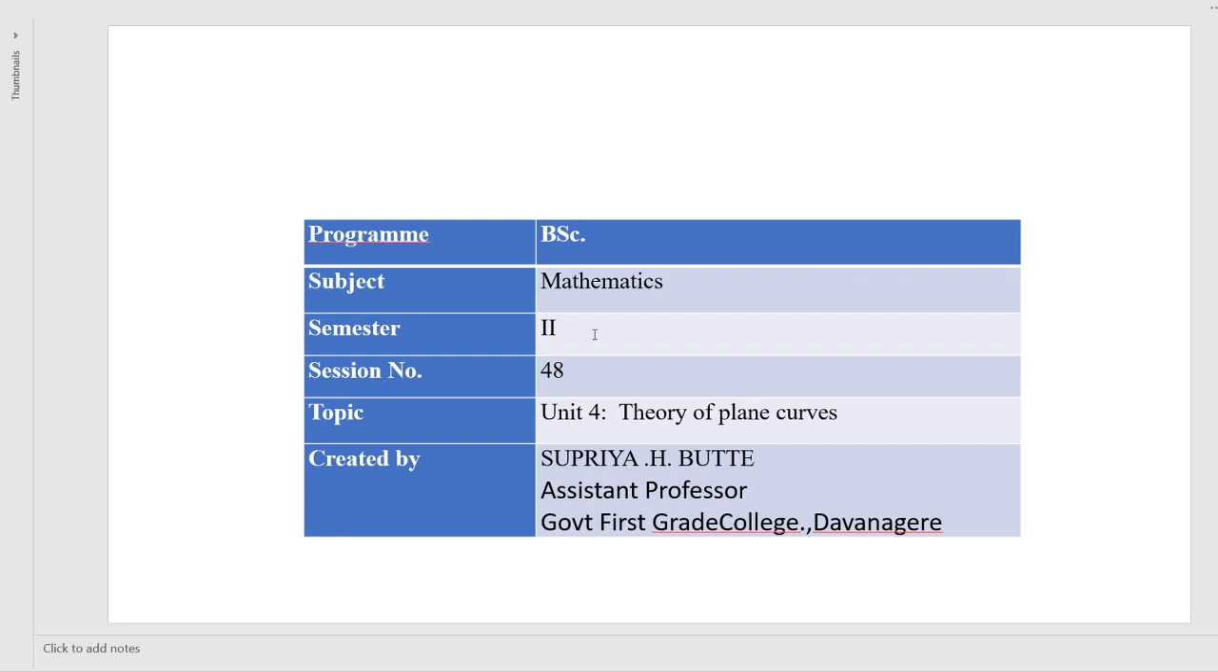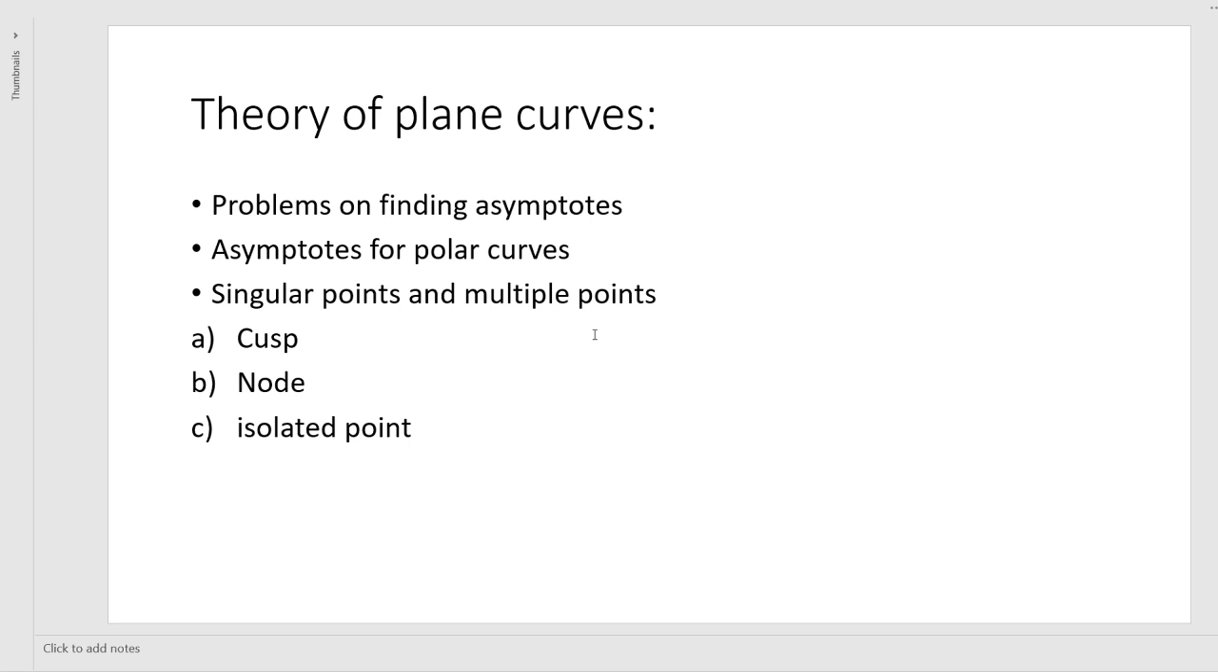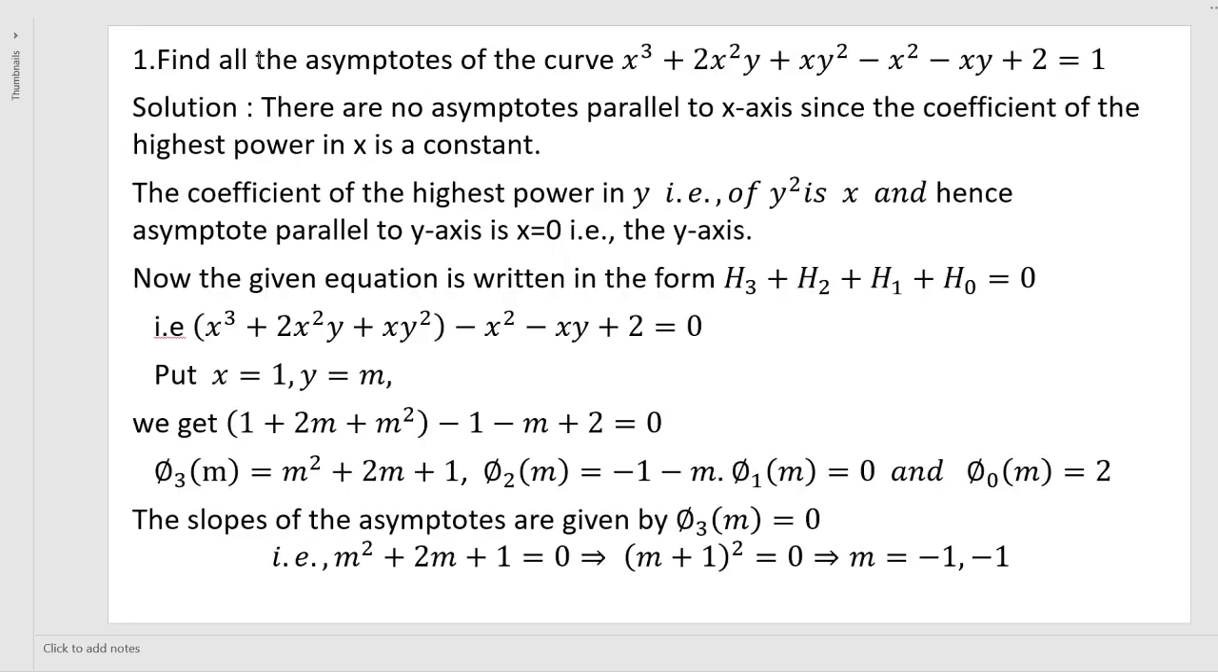Today we discuss the Davangere University second semester Unit 4 topic, plane curves. In this one, we discuss problems on finding asymptotes, asymptotes for polar curves, singular points and multiple points. Find all asymptotes of the curve x cube plus 2x square y plus xy square minus x square minus xy plus 2 is equal to 1.